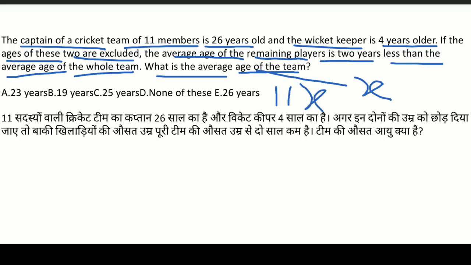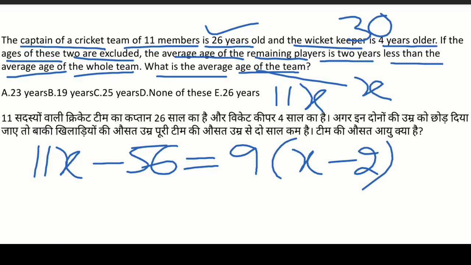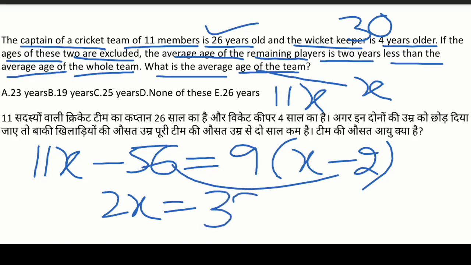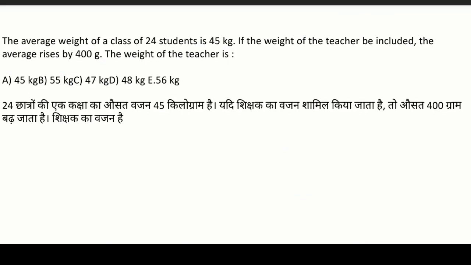What should be the total then? 11x, right? Now, what is the age of the captain? 26, and the wicket keeper? 30. Total? 56. Now, according to the question, 11x minus 56 is equal to 9 into (x minus 2), right? So 2x is equal to 56 minus 18, which is 38. x is equal to 19, which is in option B. 19 years is the correct answer here, right? Okay, now move on to the next question.